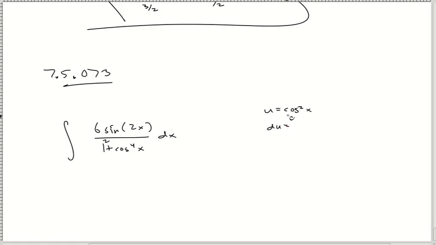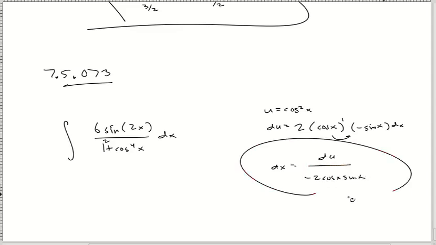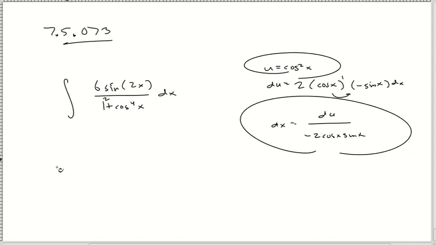So du, what's the derivative of this? The 2 comes down, leave the inside alone, 1 power, chain rule, derivative of cosine is a negative sine x dx. And this is just way crazy to try to think about doing alone. So I divide by all that stuff, and we'll figure out the math here in just a second. So I'm going to plug that stuff in. Let's see what happens. So 6 is in the front. I got the sine of 2x.